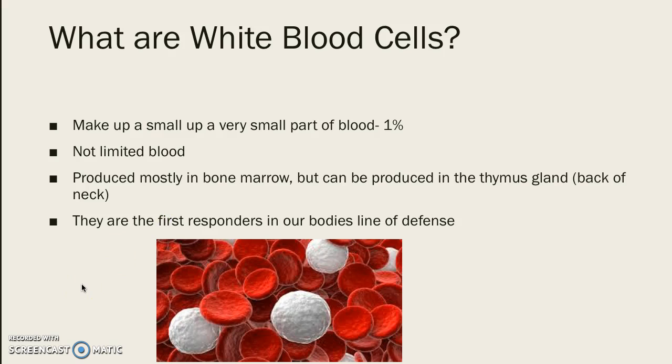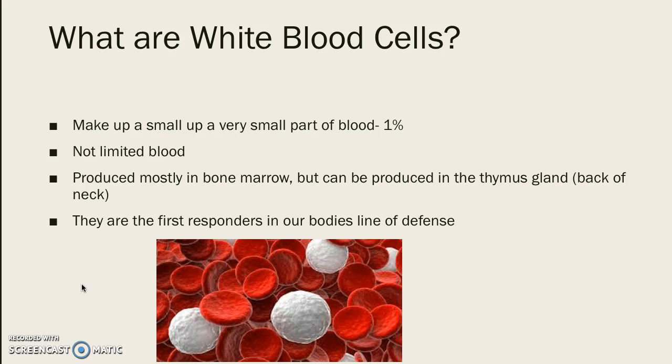So, what are white blood cells? White blood cells make up a very small portion of blood, around 1%, and they're not limited to blood. They also occur in the spleen, liver, and lymph glands. The way I see white blood cells are like soldiers in an army. They go out and are the first responders in our body's line of defense. They bind to alien proteins that are hidden in between bacteria, fungus, and viruses, and then they destroy them so they can be removed from our body.